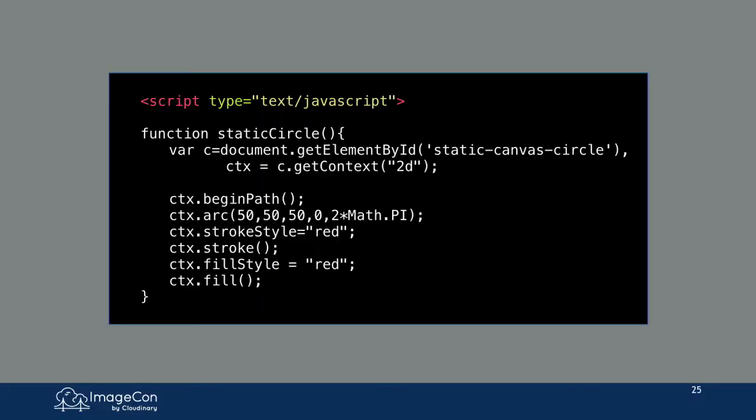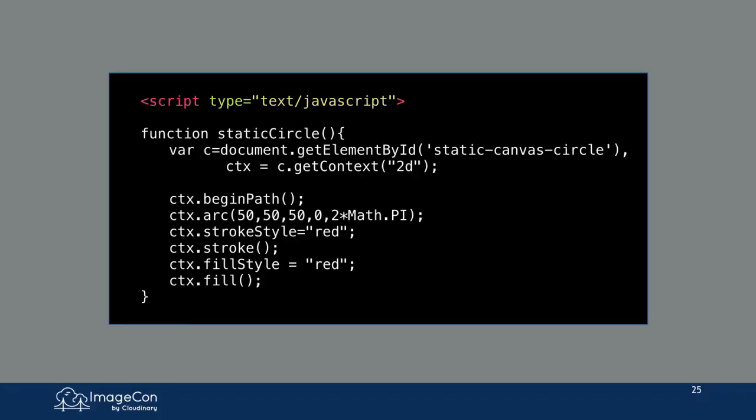Arc, the first and second arguments define the XY position of our circle. So 50 pixels from the left, and 50 pixels from the top. The third argument stands for radius, and the last two are where we start and end our arc. So 0 stands for 0 degrees. 2 times Math.PI basically equals 360 degrees. So we draw an arc, and it ends up becoming a circle.